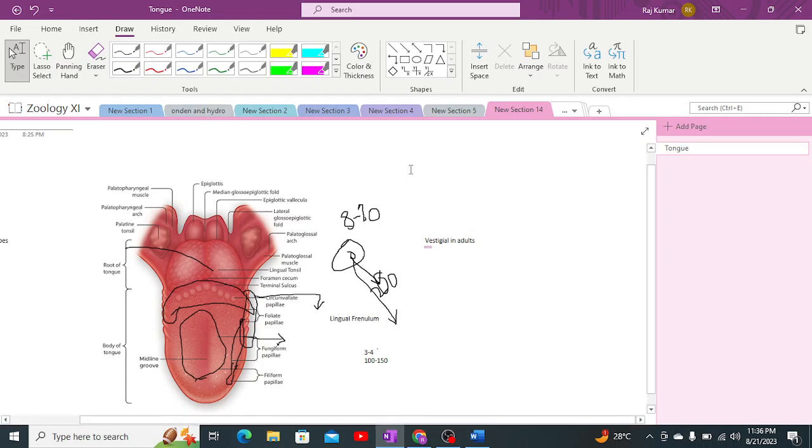What kind of nerves are present here? There are nerves present inside the taste buds. Previously we discussed the papillae, but we didn't discuss taste buds, so here we are going to discuss taste buds. Taste buds are basically 50 to 70 micrometers in size, and they are made up of four types of cells.